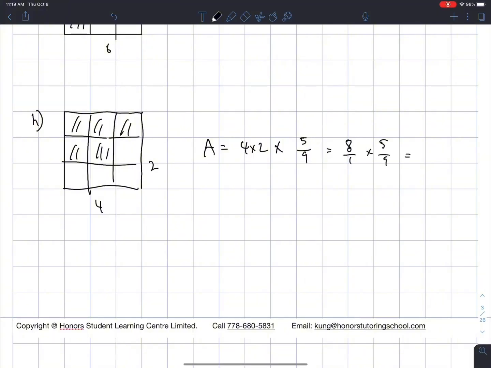There's nothing to simplify here because I cannot divide both the numerator and denominator by the same number. 8 times 5 is 40. Denominator 1 times 9 is 9. 9 goes into 40 4 times because 9 times 4 is 36. 40 minus 36 is 4. So 4 and 4 over 9 would be the answer.